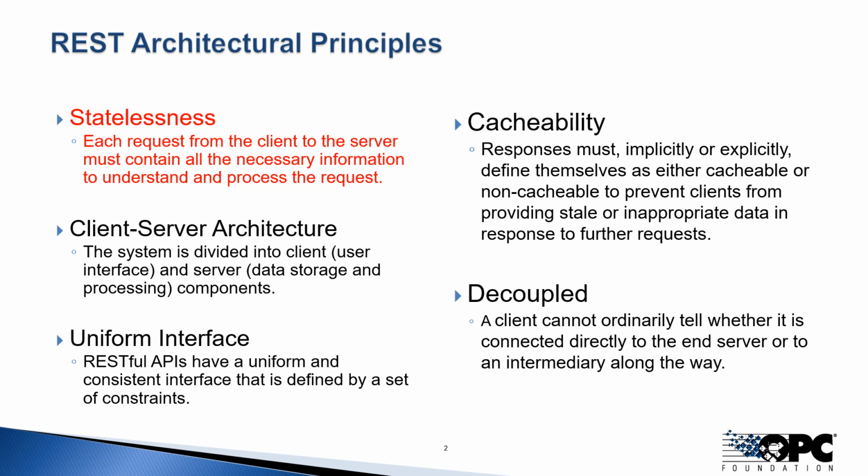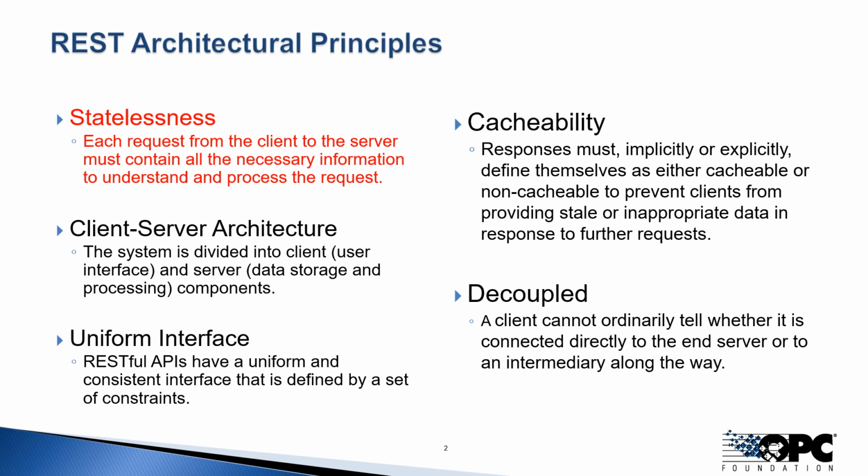Client-server architecture, this maps nicely onto the way OPC UA is already designed. We already have a clear division of capabilities between the server or backend and the client or front end. Uniform interface refers to having a consistent design pattern, so the way you access different resources is exactly the same, or at least follows the same design patterns. And of course, this is something that we've been doing in UA all along.